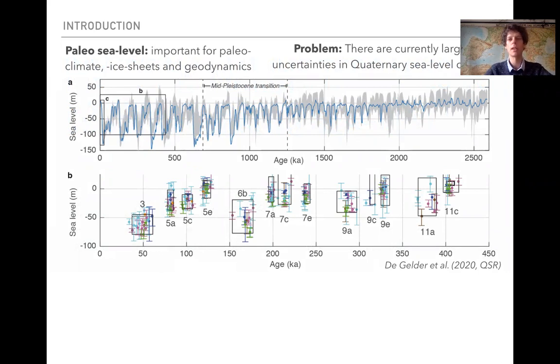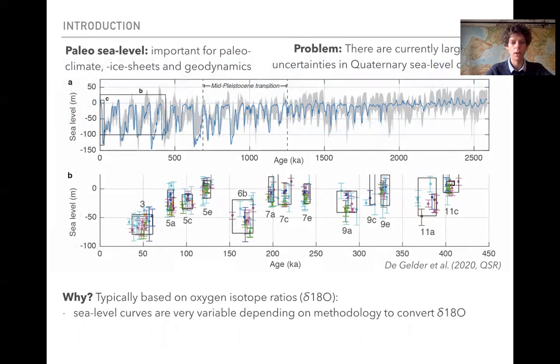But the problem with reconstructing paleo sea level is currently there are very large uncertainties if you look at quaternary sea level curves. So here you can see a compilation of 14 different reconstructions. You can see uncertainties, so these are just the peaks of the most recent 400,000 years, span several tens of meters at this point. Why is that? Well, all of these curves are typically based on oxygen isotope ratios. And depending on how you invert those to sea level and which methodologies you use, there's quite a scatter in outcomes that are complicated to explain at this point.